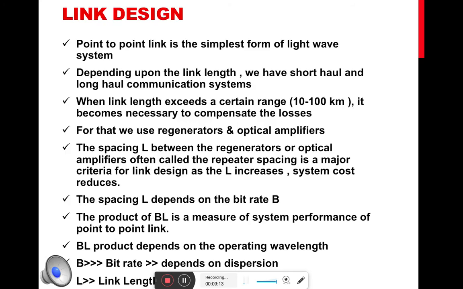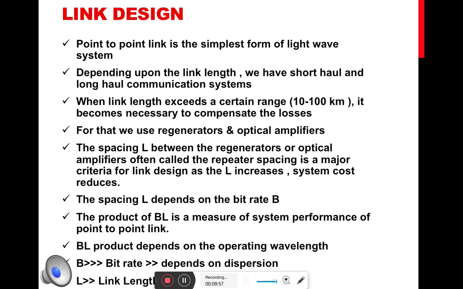So the next topic is link design. When you're considering the link design, the point-to-point link is the simplest form of a light wave system. In a point-to-point link, you have a transmitter, a receiver, and a communicating channel that is optical fiber. There is another factor associated with the point-to-point link system, which is the link length. Depending upon the link length, you can have a short-haul communication system and a long-haul communication system. When this link length exceeds a particular limit, like 10 to 100 kilometers, we require repeaters or optical amplifiers to compensate for the losses that happen in the optical communication system.